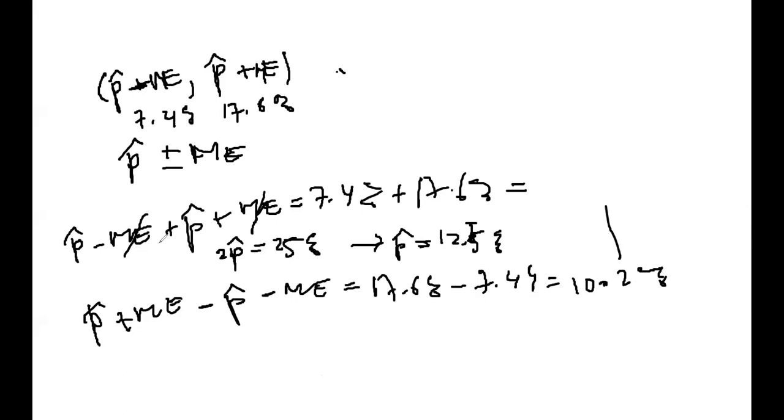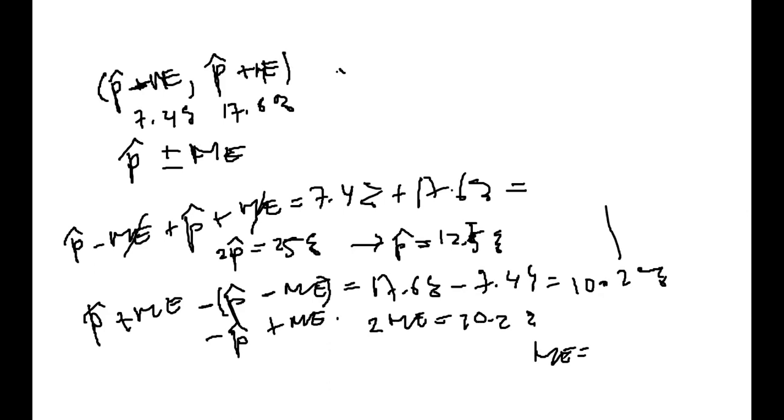So you can see on the left side, the p hat is gone, and so you get ME. Sorry, this must be in the parentheses again. So if you open the parentheses, this one becomes negative, and this one becomes positive, right? So on the left side, you can see here 2ME equal to 10.2%. So the ME will be equal to 5.1%.